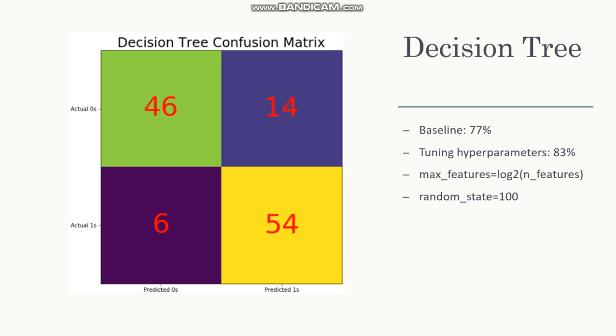The 14 is considered a false positive, which means that an observation that is actually employment status equals active was classified as terminated, whereas the 6 is a false negative, which is actually an employment status equals terminated that was classified as active. Generally, it is better to reduce the number of false negatives as much as possible.